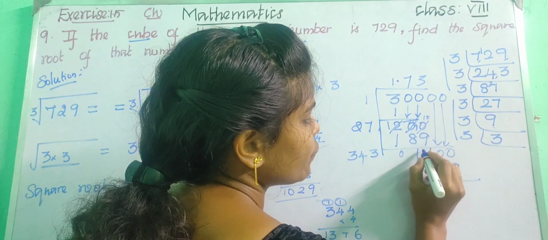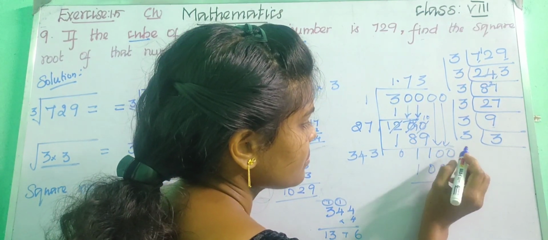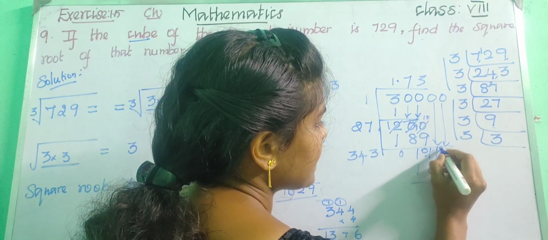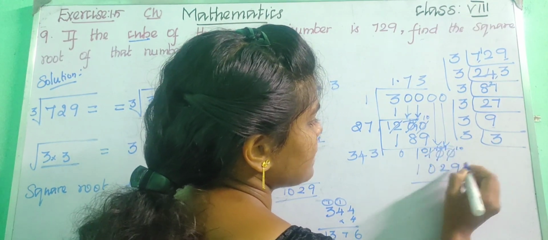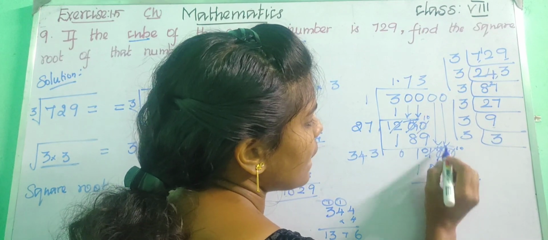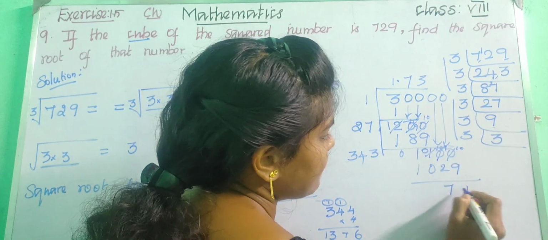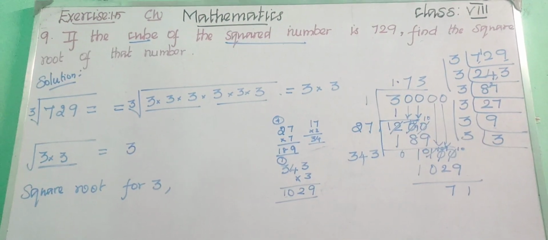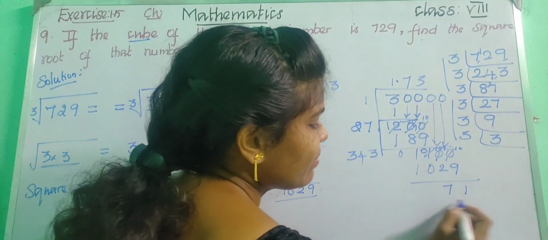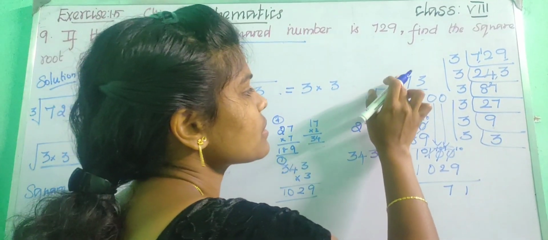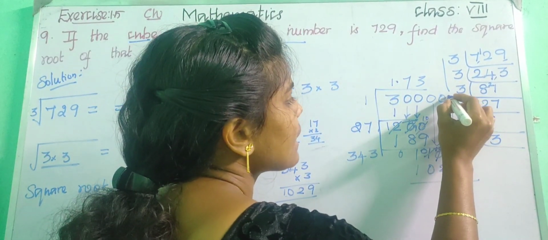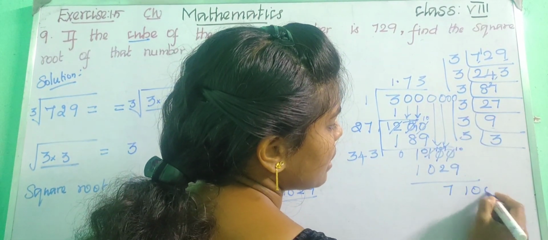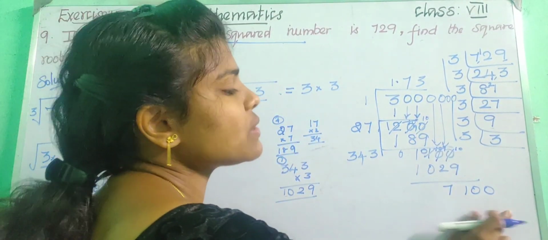Let us borrow from this number. So this number becomes 0. This one becomes 10. 9. So this one becomes 10. So 10 minus 9, 1. 9 minus 2, 7. Now we got 71. Okay, children. So again we are having 71 here. So for having the decimal point here, again let us put 2 more zeros. Bring down those 2 zeros. So now we got 7,100.